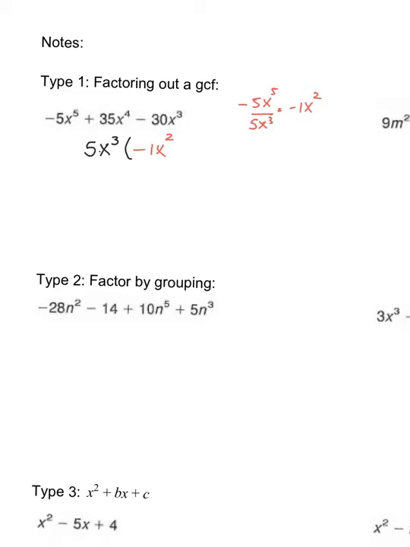Again, you can go ahead and divide 35, x to the 4th, by the same 5x cubed. 35 divided by 5 is 7, and x to the 4th divided by x cubed is x. You can go ahead and write it here. And finally, -30 x cubed divided by 5x cubed makes -6, and you can go ahead and write it there. That is now factored.